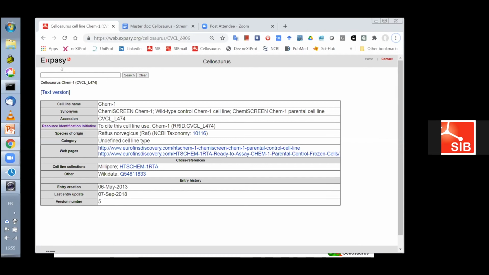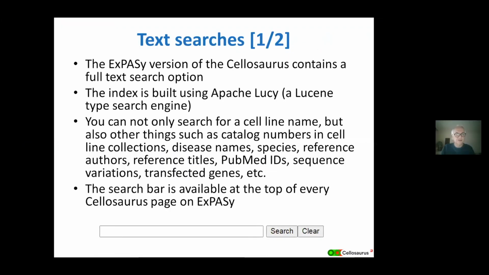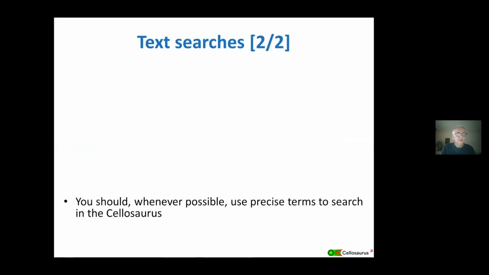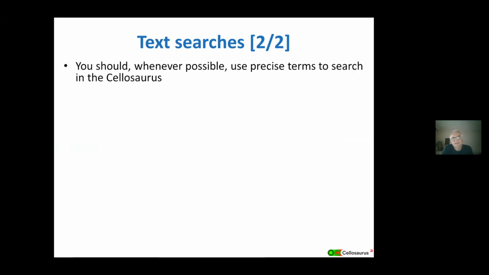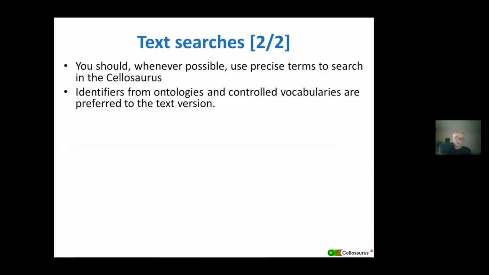Thank you. So to go back to the search, one thing you should do, and that's maybe obvious to say, is use precise terms to search in Cellosaurus. The best thing is, if you're searching for something which is linked to an ontology or controlled vocabulary, you should use that term instead of the text version.